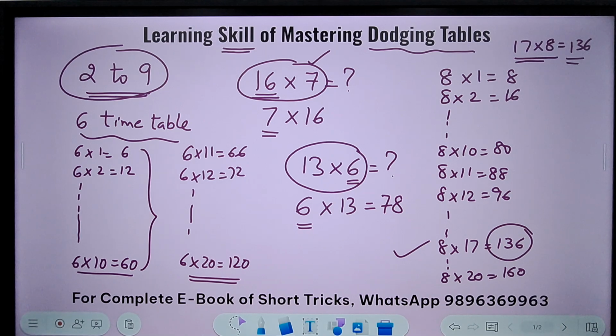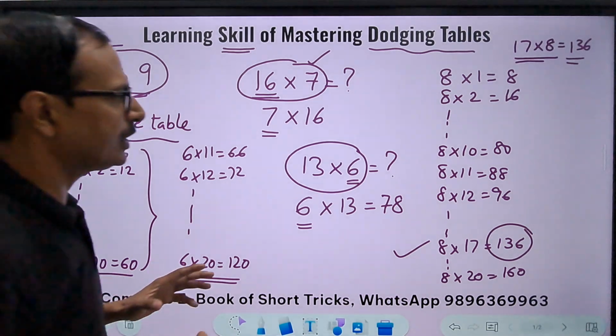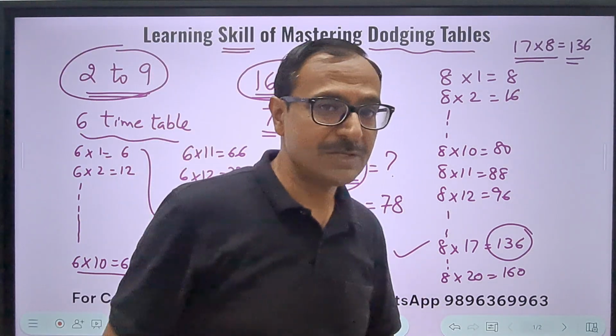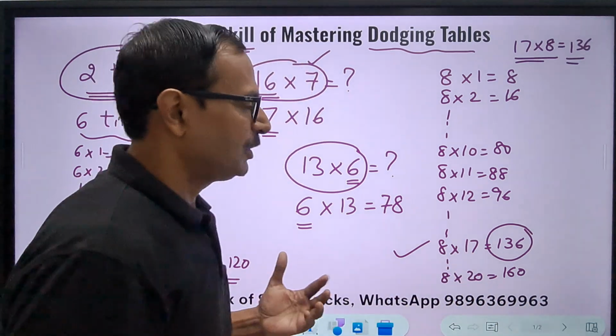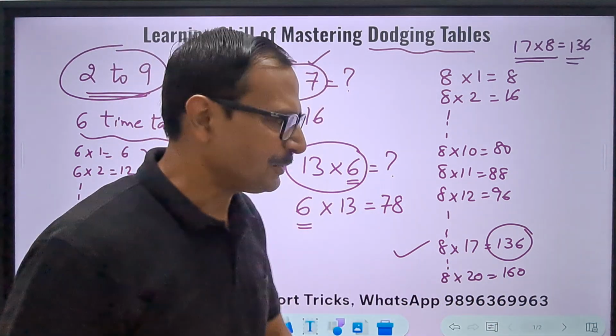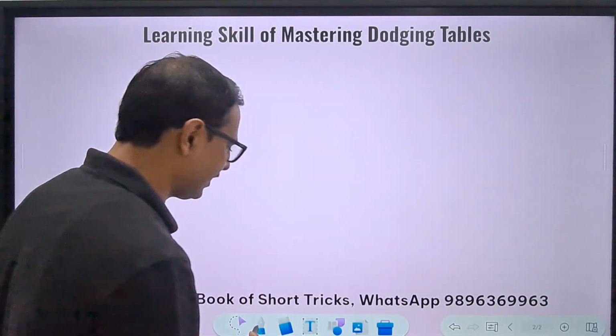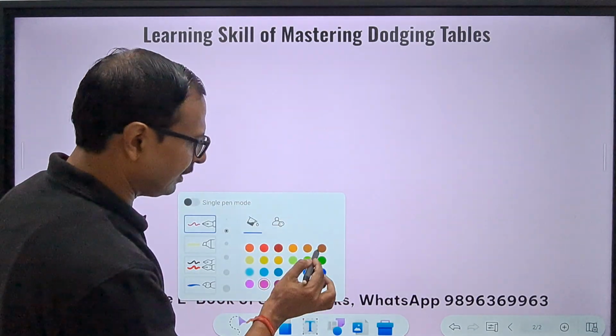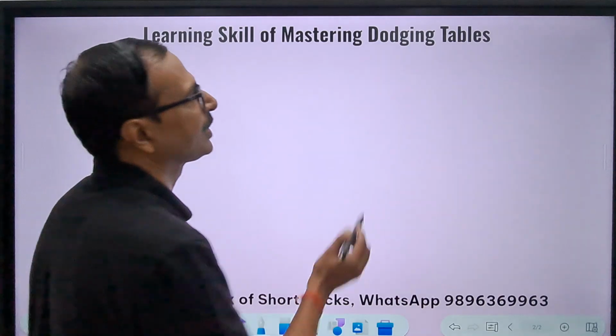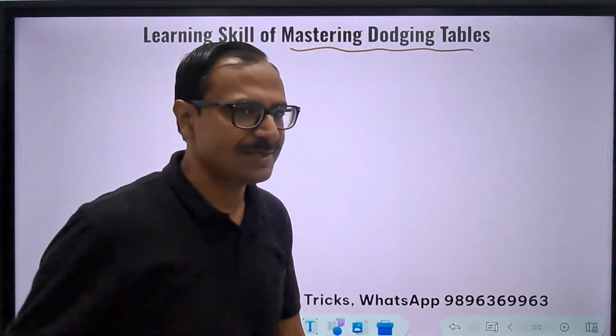So I hope you have understood the method. Before I move on to the second method based on the same rule, then you will realize dodging tables are really easy. Okay, so let's move on. The second basic thing which we need to understand when we are doing dodging tables. Okay, so mastering dodging tables, this is what we are doing.